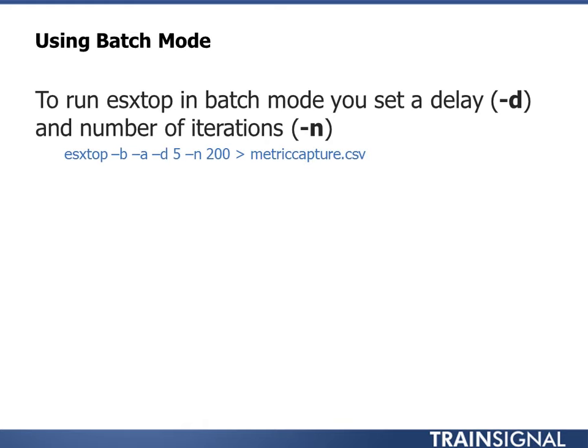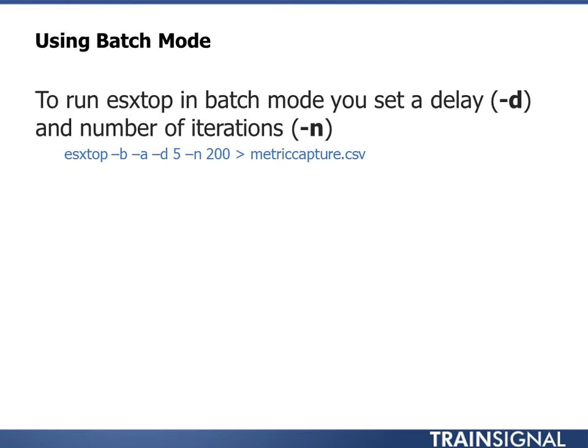Using batch mode. Batch mode again is where we capture statistics and dump them into a CSV or comma delimited file. And what you do is you have to set a few options. So we have ESXtop -B. -B says batch mode. -A says gather all statistics, which is what we normally do, though you don't have to. You can just gather what's in your profile and specify that. -D is the delay, so we could do 5 seconds, and basically that's saying how often you want to capture your statistics. That is the default like we would normally see in interactive.